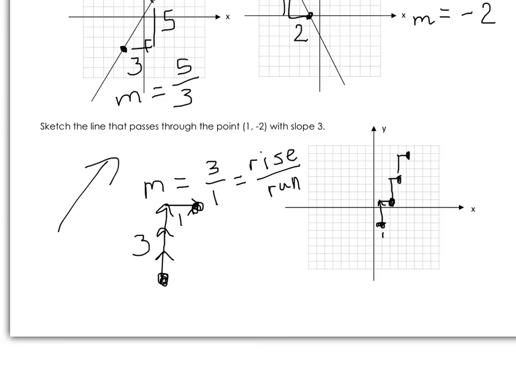We can even go down by 3 as long as we go to the left 1, down 3, to the left 1. So all of those points fall on our line. And if I was able to draw a straight line, you would see that all those points fall on a straight line.